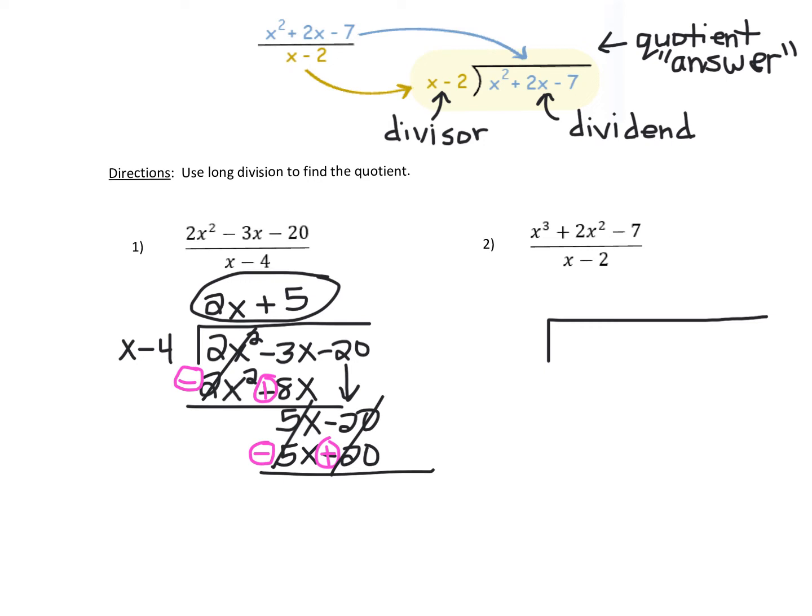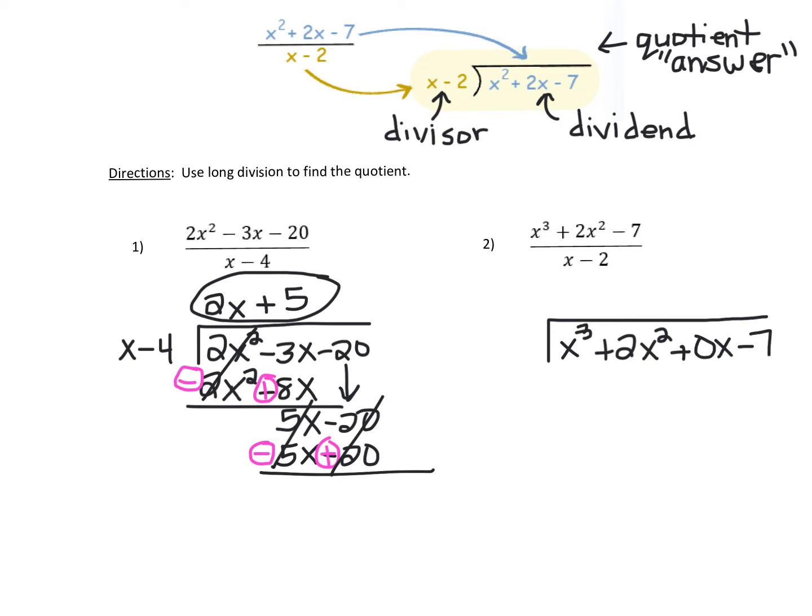So when you go to write this, I'm going to write x to the third, and then I'm going to bring down my plus 2x squared. And since there's no x term, no x to the first term between our x squared and our number, our x to the 0 term, we need to put a placeholder in there, okay? We're going to write plus 0x before we bring down the minus 7.